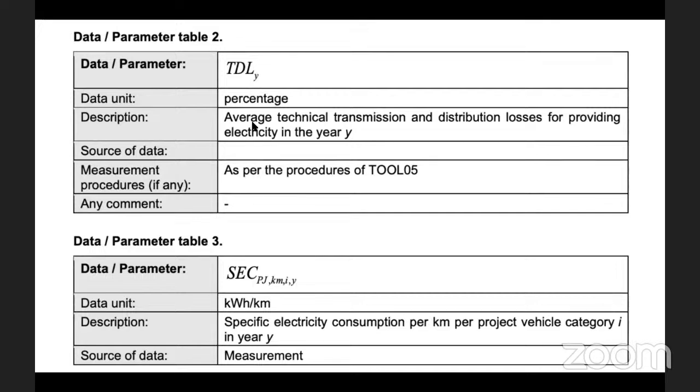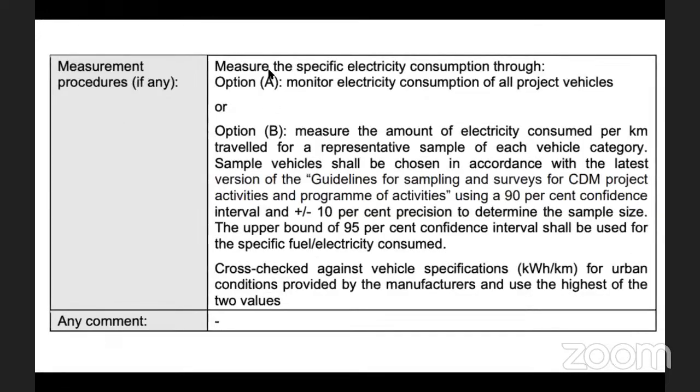Parameter 2 is TDL, in percentage. Description: average technical transmission and distribution losses for providing electricity in a year, meaning what percentage of loss there is, as per the procedure of Tool 5. Parameter 7 is SEC, the kilowatt hours per kilometer: specific electricity consumption per kilometer per project vehicle category in a year. For measurement, measure the specific electricity consumption through Option A, monitoring electricity consumption of all project vehicles, or Option B, measure the amount of electricity consumed per kilometer traveled for a representative sample of each vehicle category.